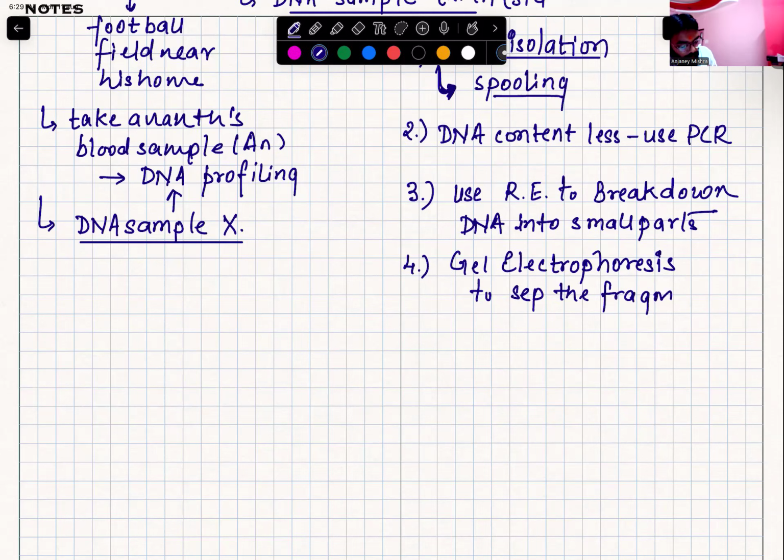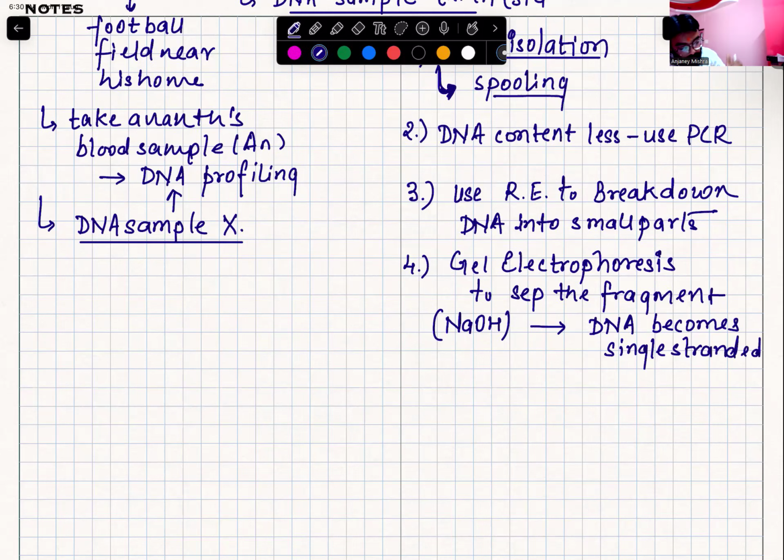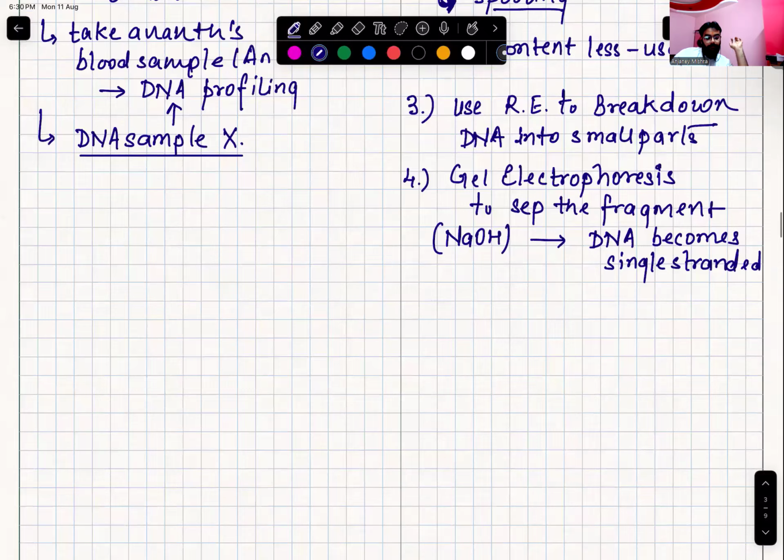And when you are separating the fragments, in the buffer of gel electrophoresis, use sodium hydroxide so that DNA becomes single stranded. I'll tell you why we are making it single stranded later. Is that okay? Clear? Any doubt till here?